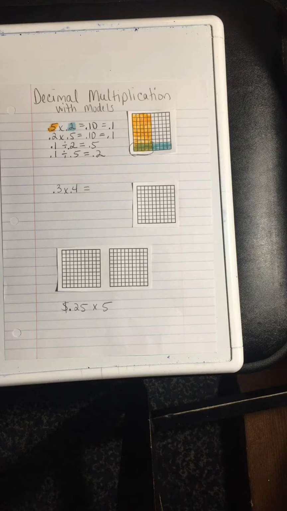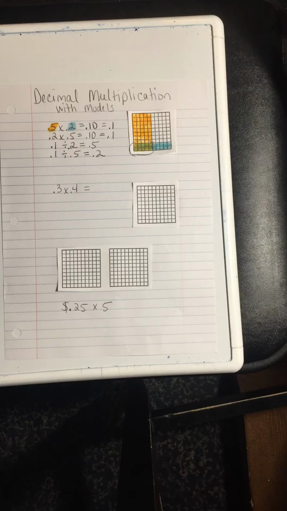We are going to be doing a review of decimal multiplication with models. So how they model our decimal multiplication. I've already done the first one here, so we're just going to talk through it and then we'll do the second and third one together, okay? I'm not expecting you to write any of this. I just want you to follow along and pay attention, okay?